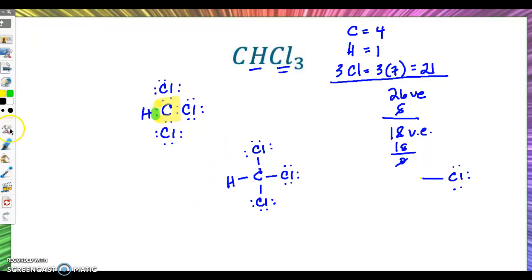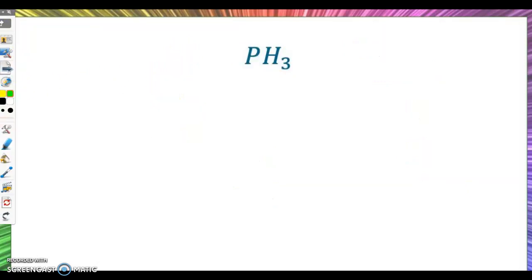Just because these lone pairs are not bonding to anything, that doesn't mean they're not important. And that doesn't mean you don't show them, okay? You have to show them for now, so that you can look and see that, yes, in fact, this chlorine has 2, 4, 6, 8 valence electrons around it. Okay. All right, let's move on to the next one.